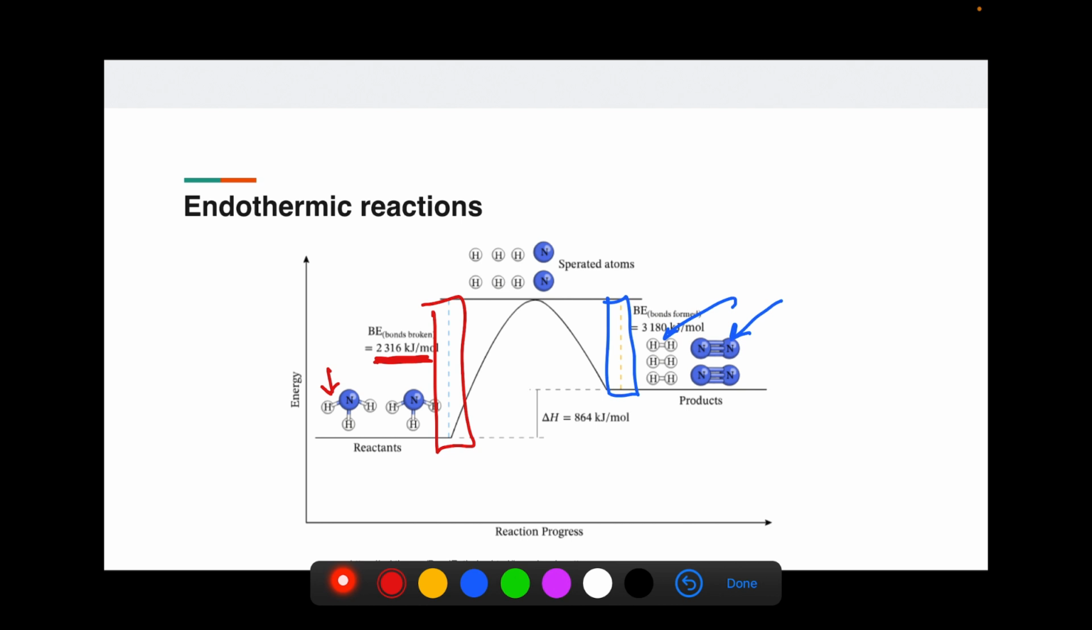Notice in this case, the energy required to break reactant bonds is much greater than the energy released when product bonds form. Therefore, the overall reaction will be endothermic. More energy was put in than we get out.